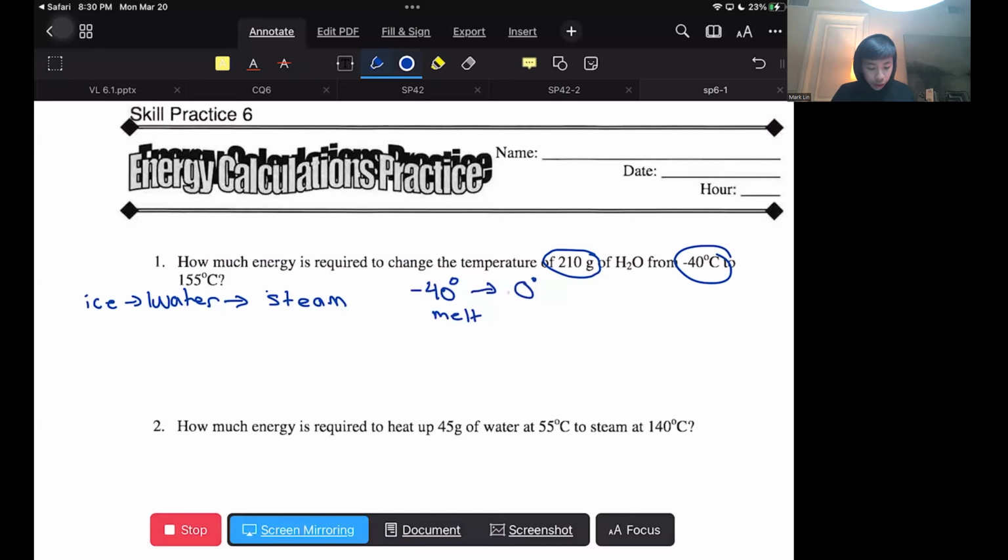Now we're at 0 degrees Celsius, and we need to get to 155. But at 100 degrees Celsius, there's evaporation. So from 0 to 100, that's a liquid state, and we just go from 0 to 100. And then once we hit 100 degrees, we need to evaporate it.